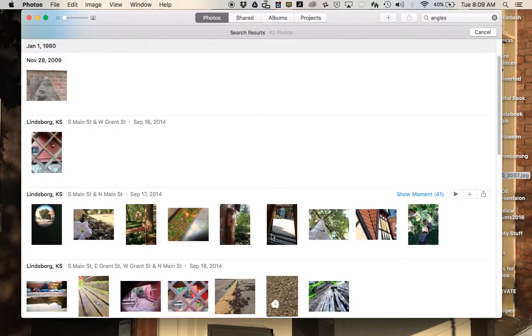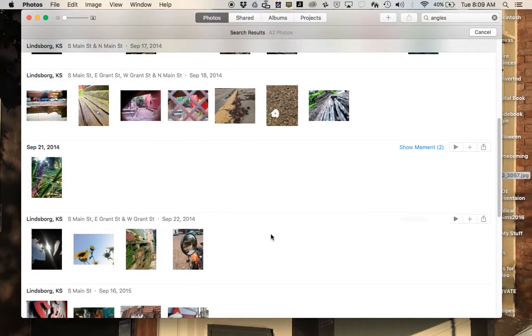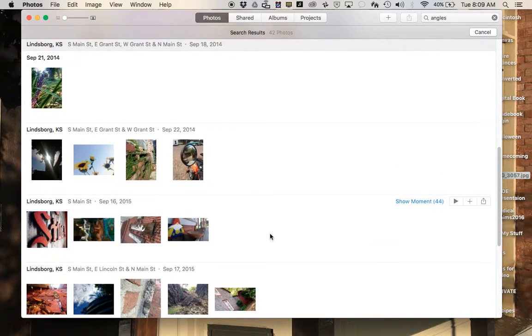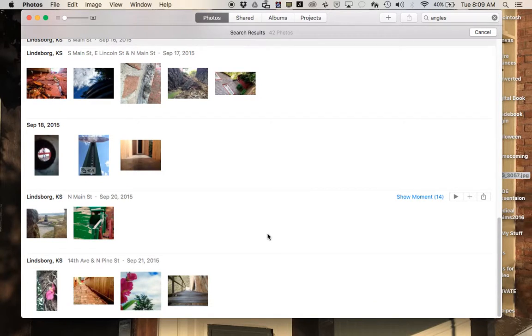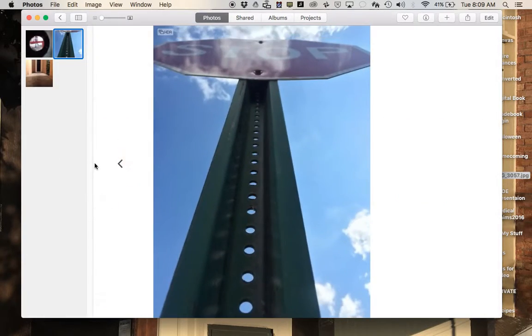So let's look at some angles and perspectives pictures again, because this is, I think, the toughest area for kids to grasp and see. This is kind of interesting. I'll use this picture. This is an interesting angles and perspectives picture.